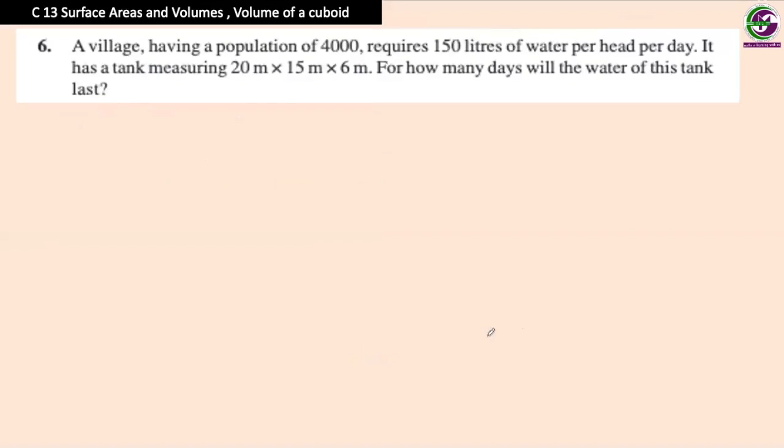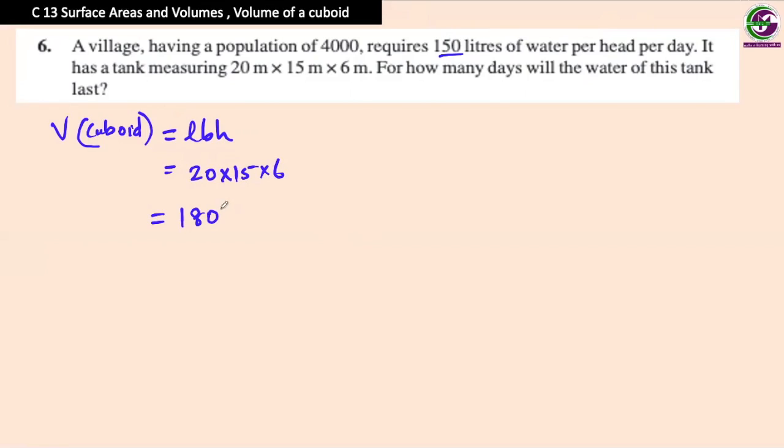Let's see question 6. A village having a population of 4,000 requires 150 liters of water per head per day. For each person, it needs 150 on an average. It has a tank measuring 20 meter times 15 times 6 meters. First, we have to find volume of cuboid, which is equal to LBH. We have all the dimensions, 20 times 15 times 6, which is equal to 1,800 meter cube.